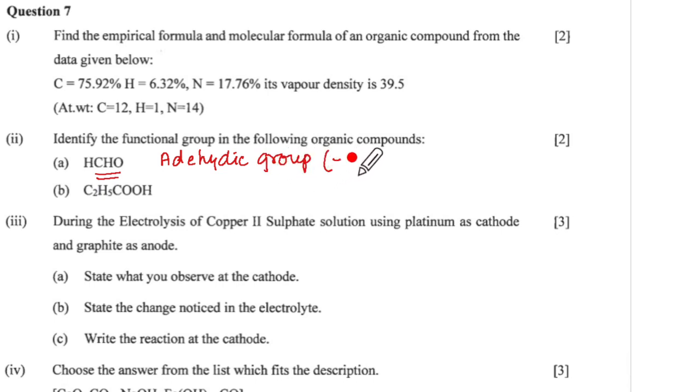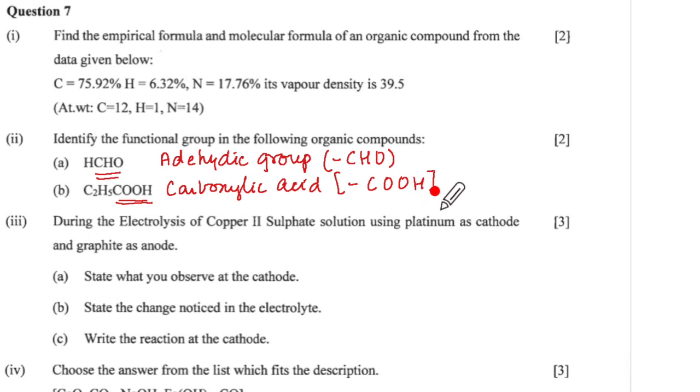And the formula for that is -CHO. Here the functional group is -COOH, which is the carboxylic acid group, and that will be given by -COOH. So can you see how simple this was? Only this was a little bit annoying, right?